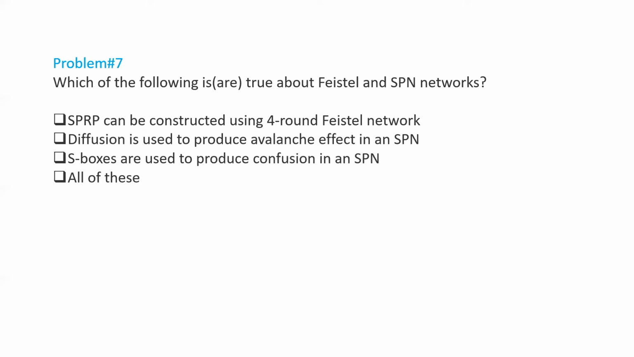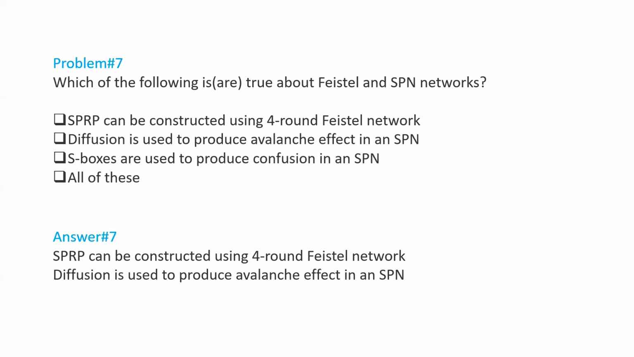Diffusion is used to produce the avalanche effect in an SPN. That is true, because the avalanche effect, as you know, is that a difference of even just one bit in the input to the SPN network should affect all the output bits of the SPN network. That is the objective of the avalanche effect, and diffusion helps in doing that.